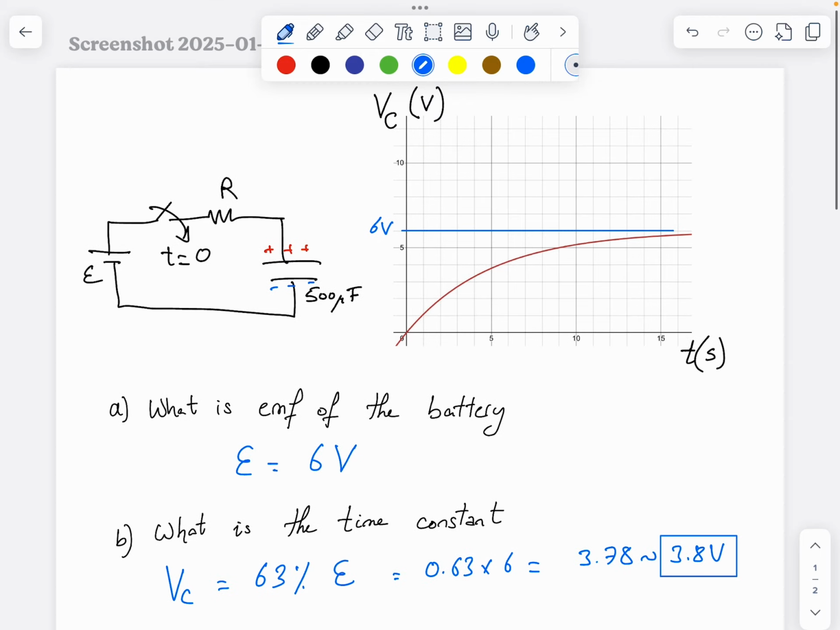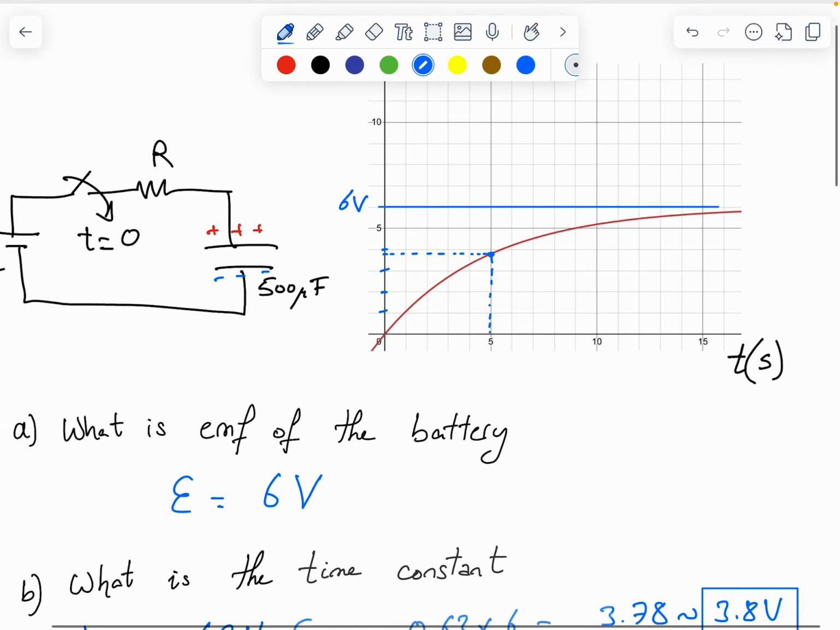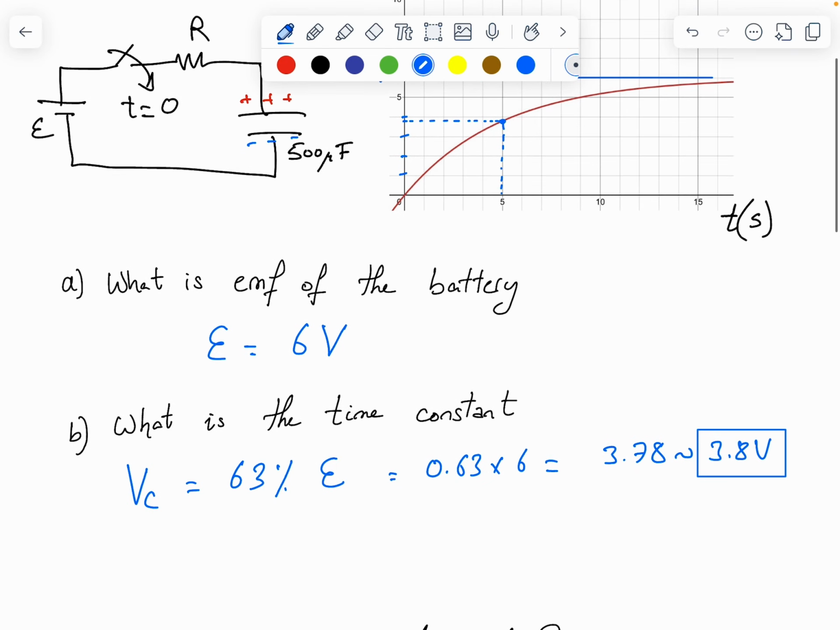Now, to see what's the value of that time, we go to the graph and see where the 3.8 is. So we have 1, 2, 3, this is 4, so 3.8 is almost here. If we draw this line and see where it intersects with the graph, clearly it intersects at time equal 5. So the time equal 5 is the time constant. So the time constant is 5 seconds.